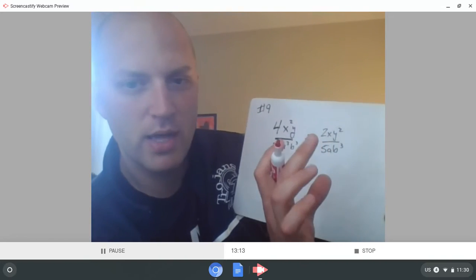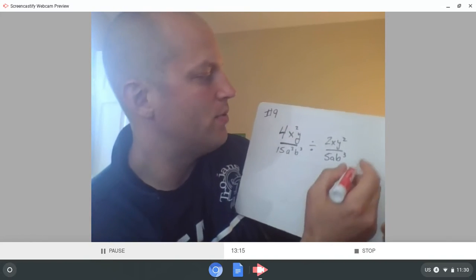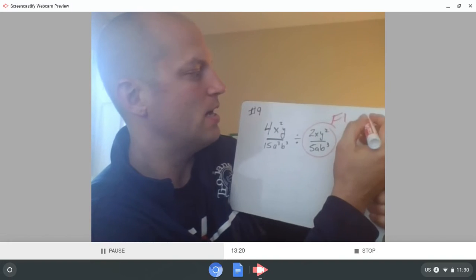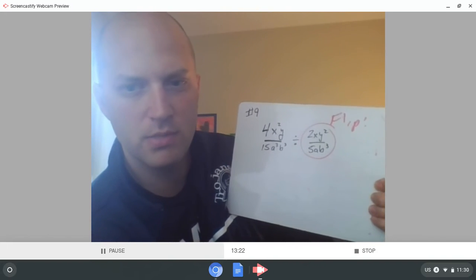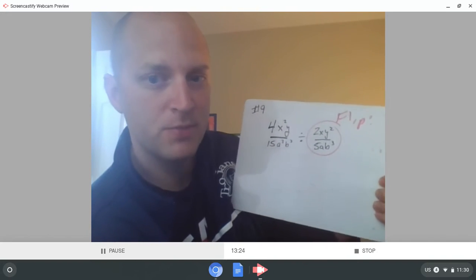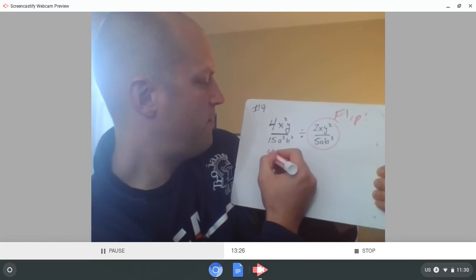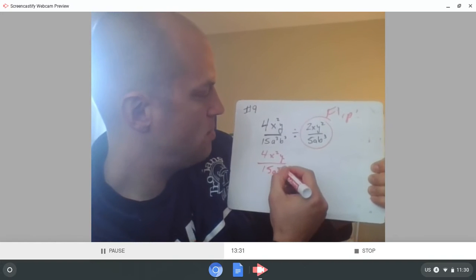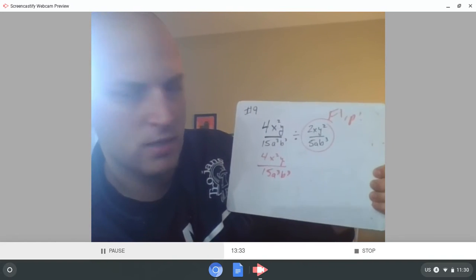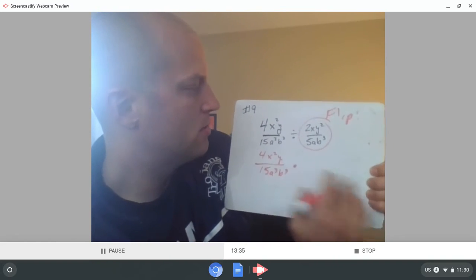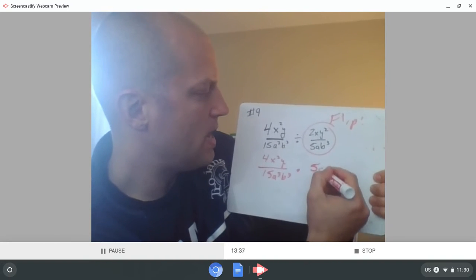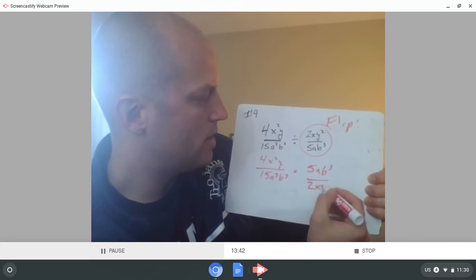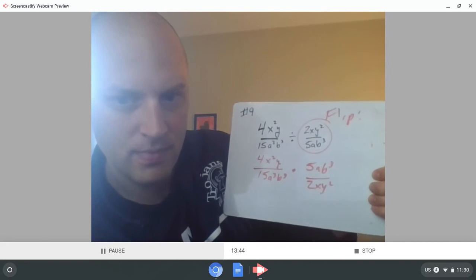What we want to do is invert and multiply. We want to take this guy and flip. So we call that inverting and multiplying by the reciprocal. So you've heard that before. So I have 4x squared y over 15a cubed b cubed. That has not changed. It's this guy that changes. The 5ab cubed goes on top, and then the 2xy squared goes on the bottom, okay?